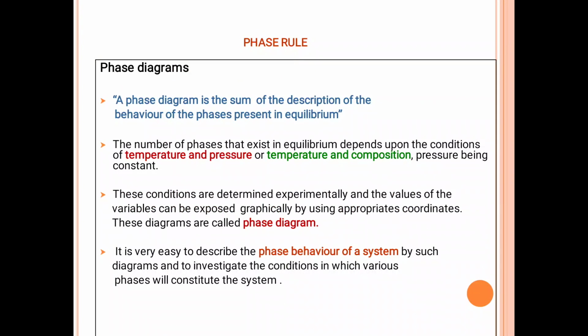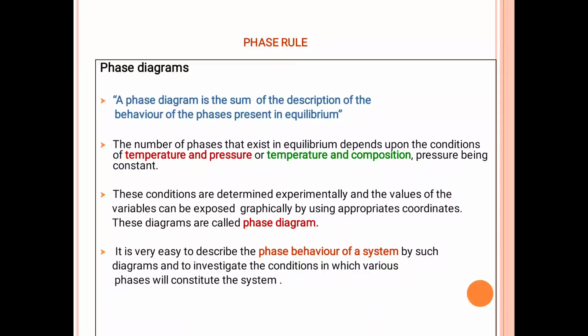Phase diagram. So a phase diagram is a diagram in which one degree of freedom is plotted against another degree of freedom. The number of phases that exist in equilibrium depends upon the condition of temperature and pressure, or temperature and composition, pressure being constant. These conditions are determined experimentally and the values of the variables can be exposed graphically by appropriate coordinates. These diagrams are called phase diagrams.